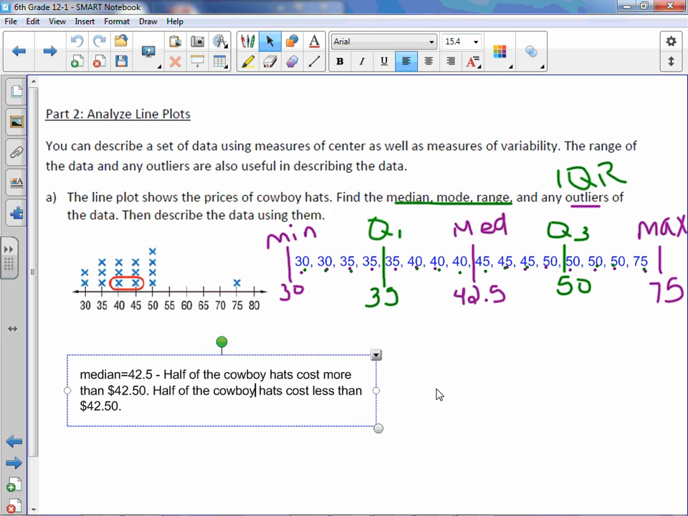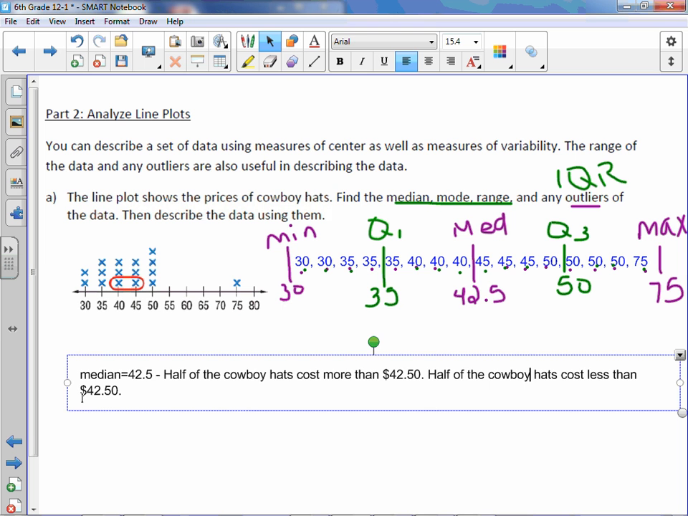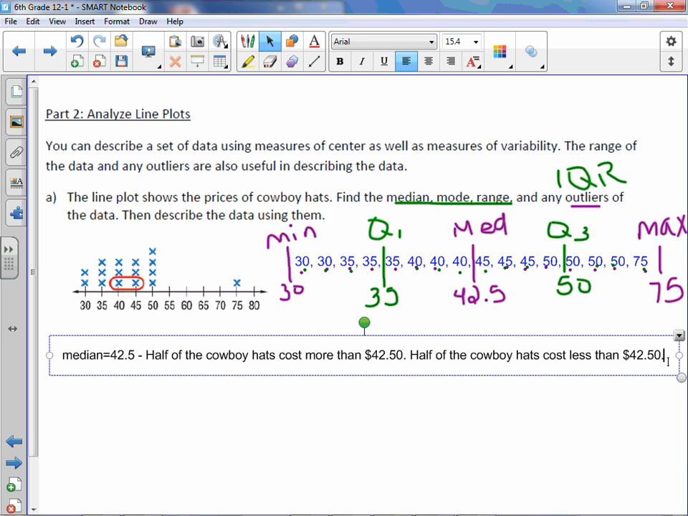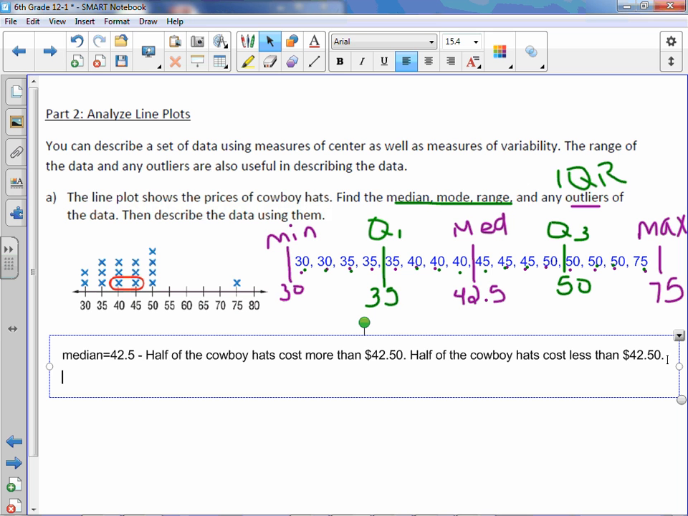Make this a little smaller so we can add more information. Okay. The mode equals, well, the number that occurs most often I can see is 50 because it's the tallest. The mode is 50, which means that $50 is the most common price for cowboy hats.